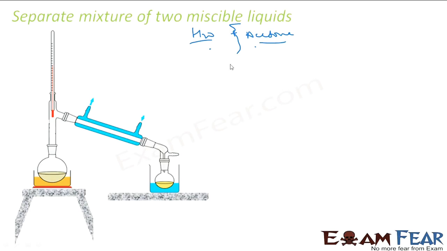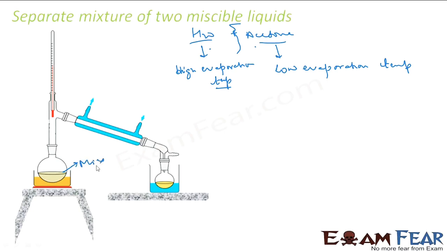It's not that easy. But we know that acetone has a low evaporation temperature. It evaporates easily, and water has a high evaporation temperature. So with this fact, we'll arrange the apparatus like this, and this is the mixture I have, acetone plus water. Now we'll heat this mixture.